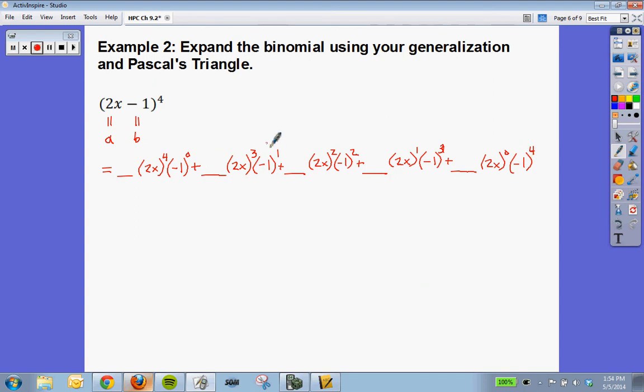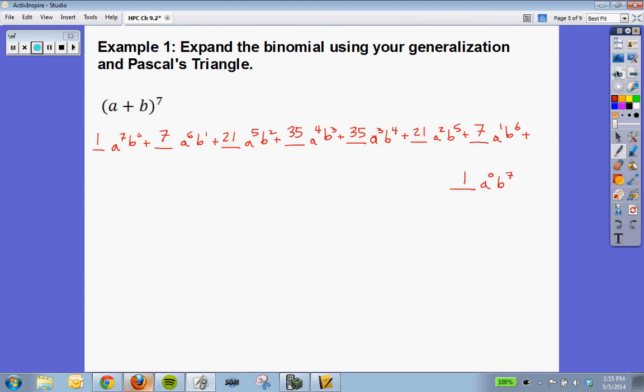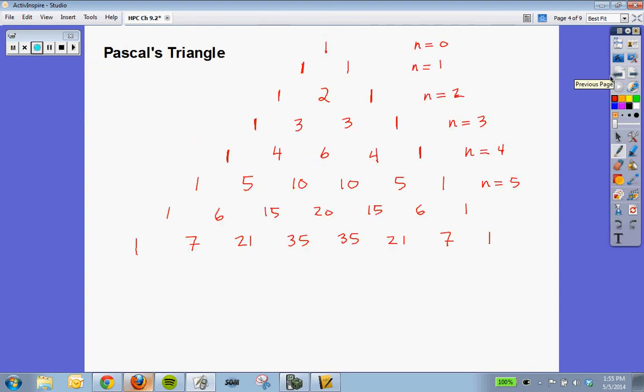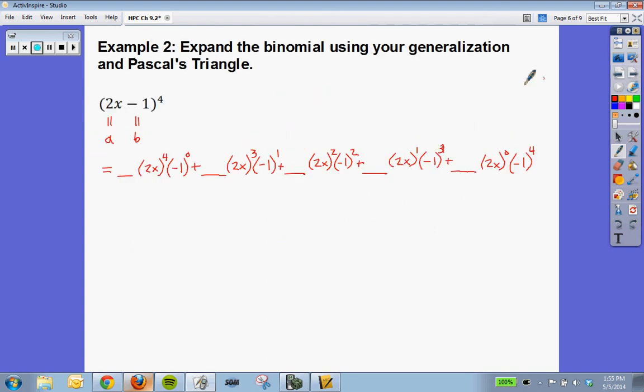So what we need to place in these coefficient spots are the numbers from Pascal's triangle. So we go all the way over to n equals 4, and we're going to place each one of these into those blank spots. A 1, a 4, a 6, a 4, and a 1.